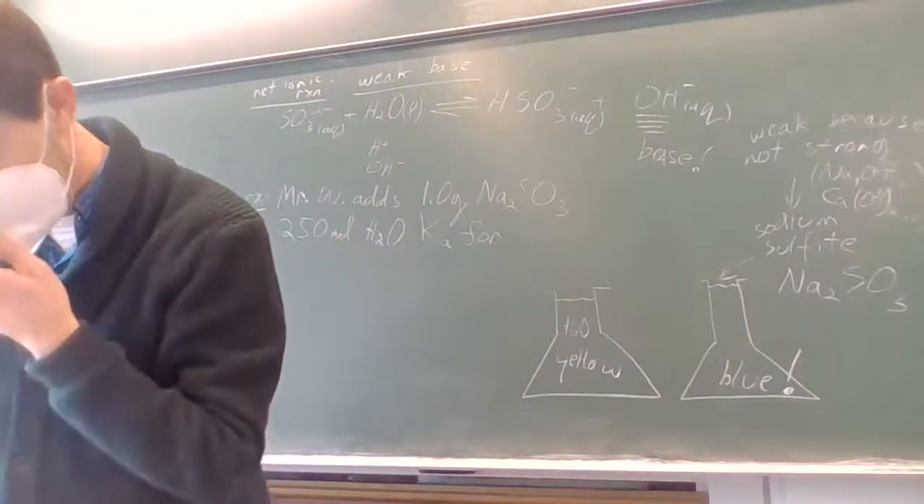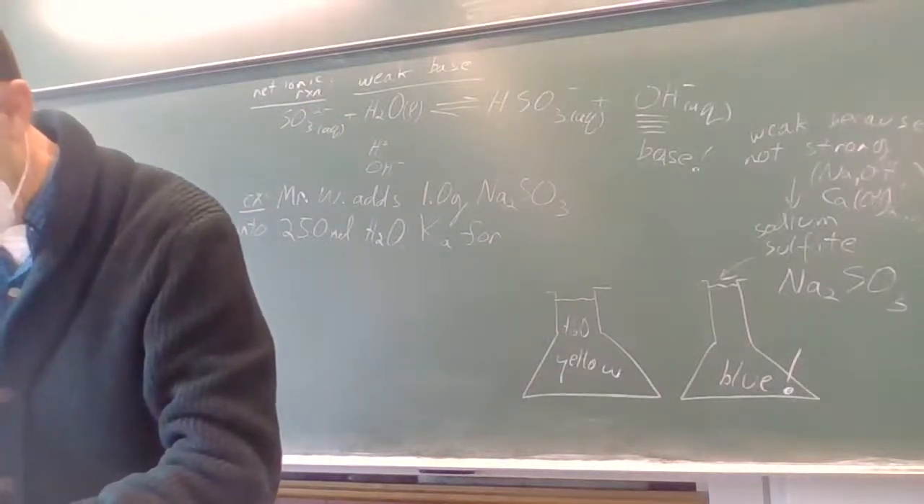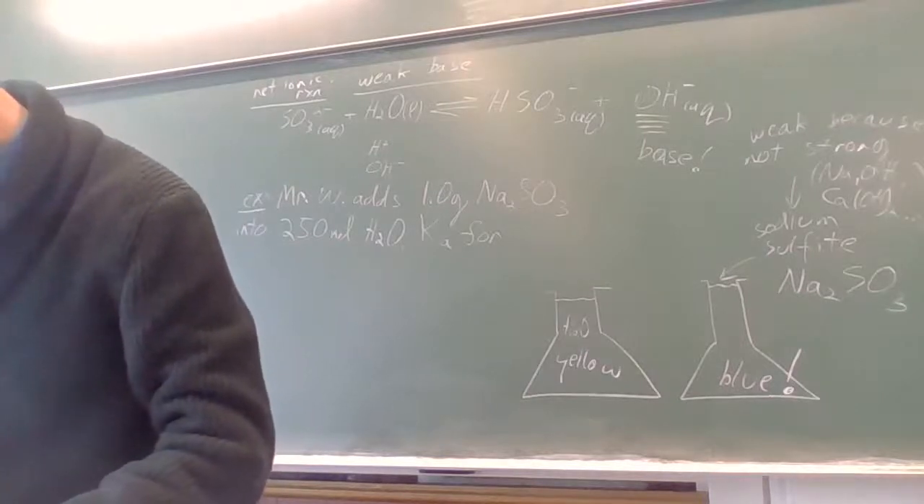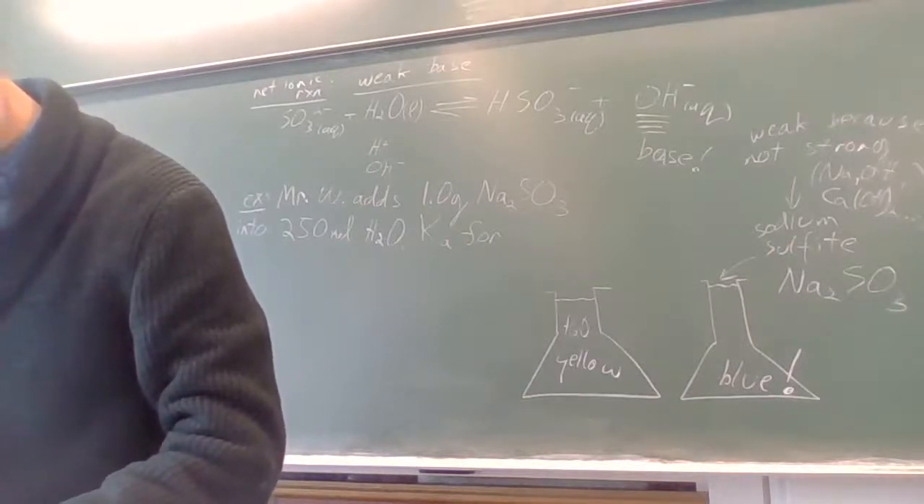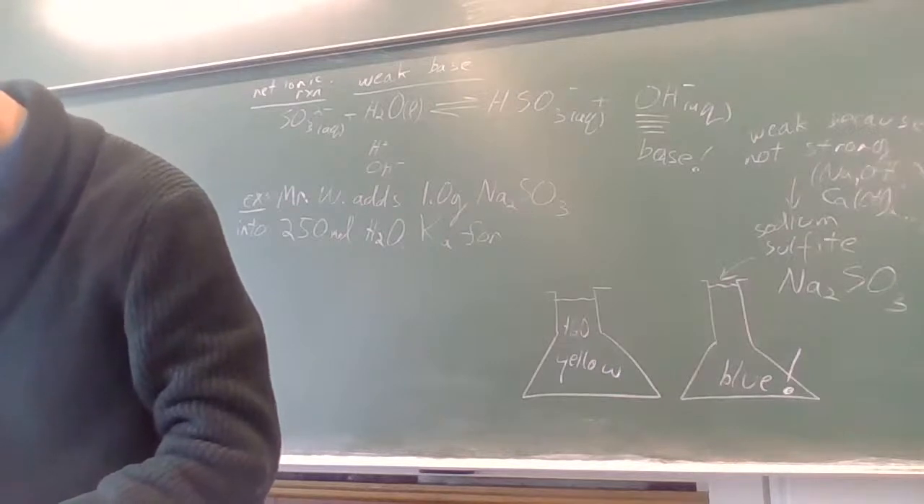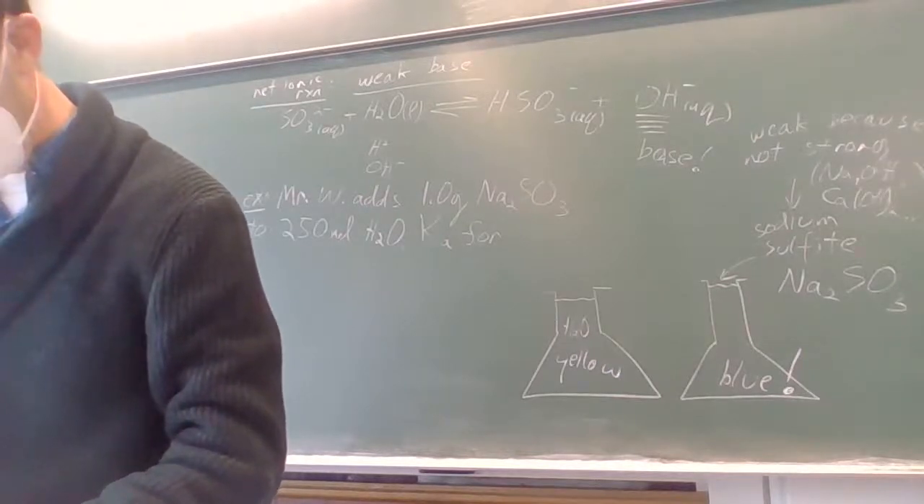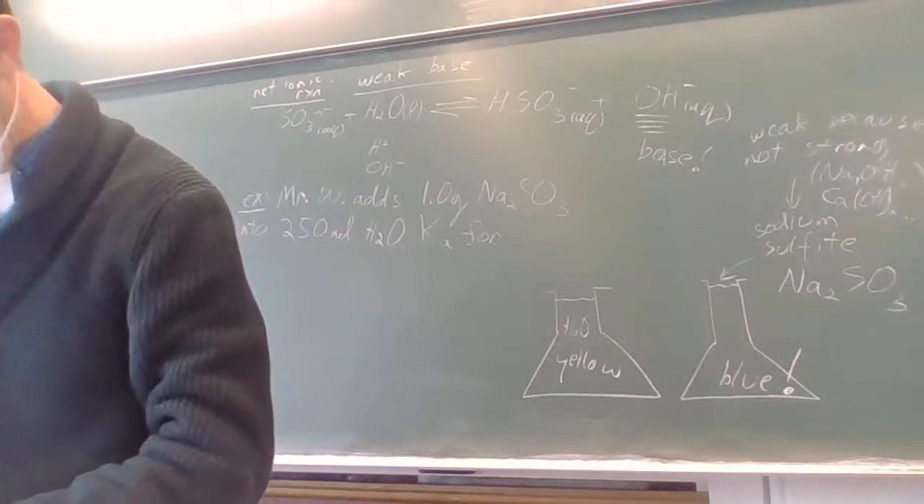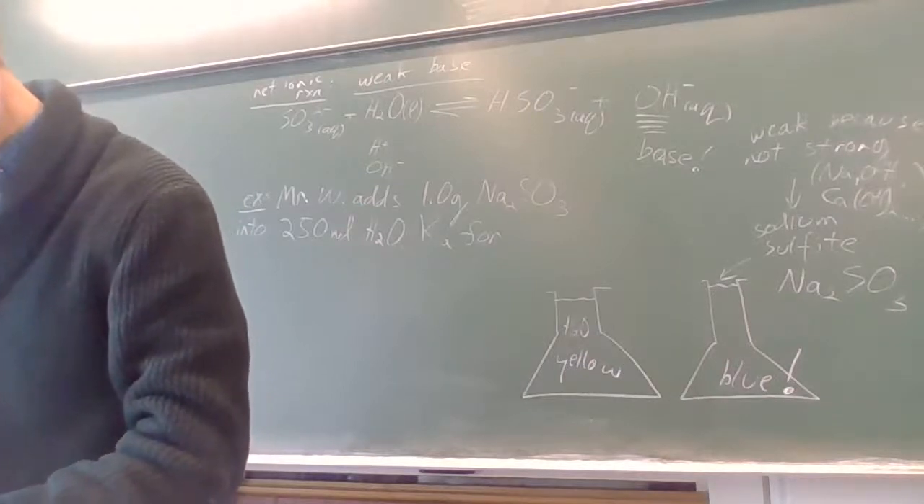Okay, so there it is. I got H2SO3, but I think it's the other one. I think it's HSO4 minus. So the bisulfate ion. And the Ka is 1.2.